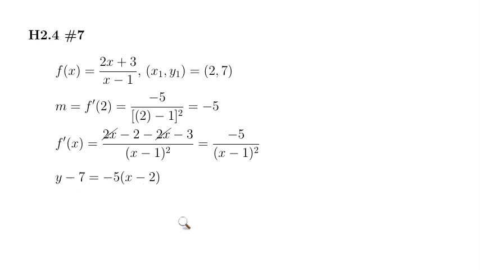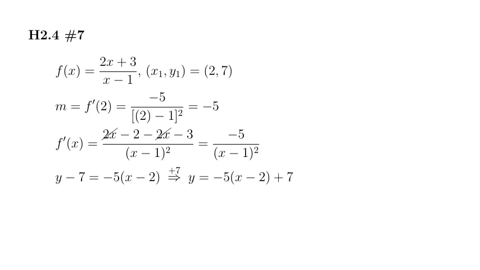If the website asks for a y-equals equation, all you have to do is add 7 to both sides. Then you have y by itself, and you have negative 5 times the quantity. I'm too lazy to simplify, so I'm just going to write x minus 2 exactly, and then add 7 at the end.